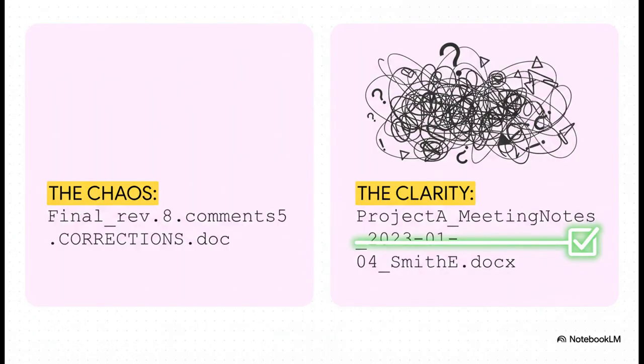Just look at the difference here. On the left, you have total chaos. You have no idea what's in that file, who touched it last, or if it's the right one. On the right, total clarity. Just by glancing at the file name, you know the project, you know it's meeting notes, you know the exact date it was created, and you even know who made it. That is power. That's what we're aiming for.